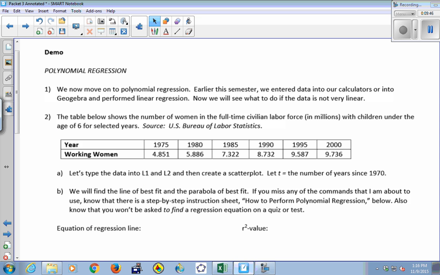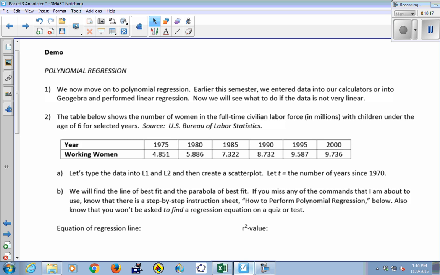Okay, so earlier this semester, we entered some data into our calculators or into GeoGebra and performed linear regression. So the day we did lines, there was one problem. Some of you skipped it, but we're going to enter some more data into calculators today and come up with models for data that does not fall on a line, right? If it doesn't fall on a line, we can use a polynomial model instead of a linear model.